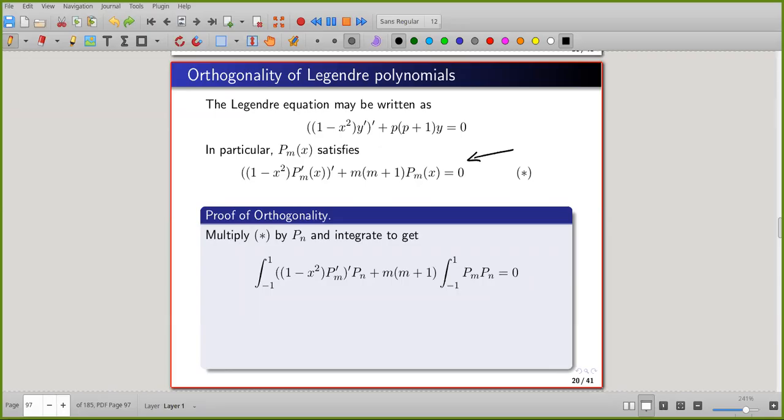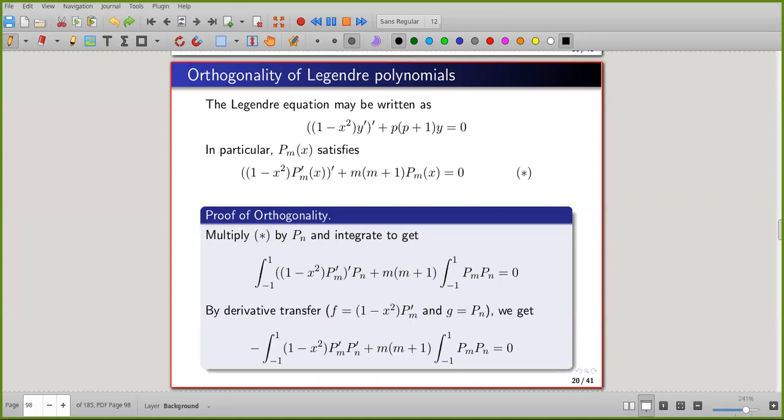Right. So this is immediate. And now we apply derivative transfer. So let's look at this function f. So what did derivative transfer say? So it says that, so we needed fg of 1, minus fg of minus 1.